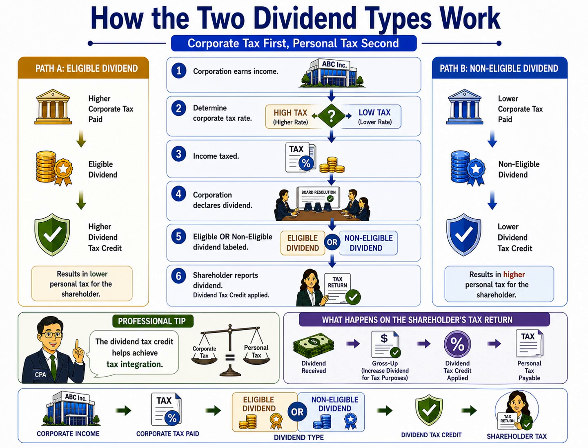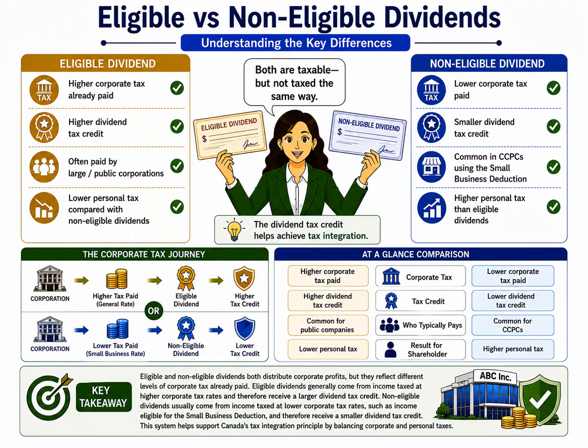of tax integration. Eligible and non-eligible dividends both represent distributions of corporate profits, but they are not taxed in the same way. The reason for this difference is simple. The corporation may have paid different amounts of corporate income tax before distributing those profits to its shareholders. Let's begin with an eligible dividend.